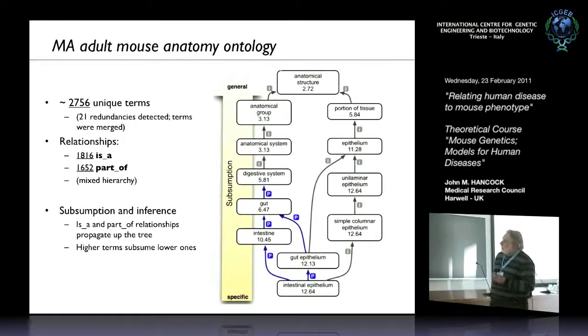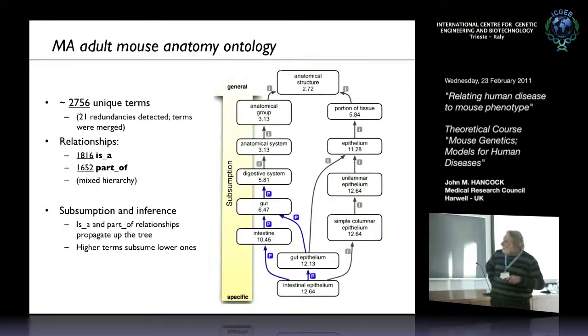And so one reason for introducing that, apart from the fact that it's a very good ontology, is that it's useful. It allows us to introduce a concept which is the combinatorial approach to annotation. So this is just a diagram of a part of the mouse anatomy ontology. This is another ontology which describes mouse anatomy.